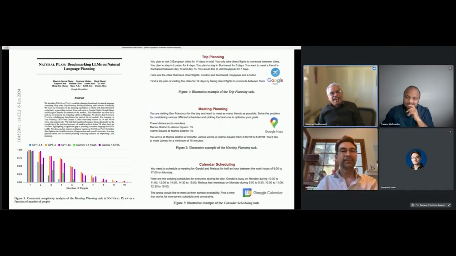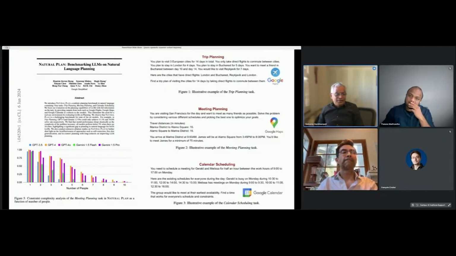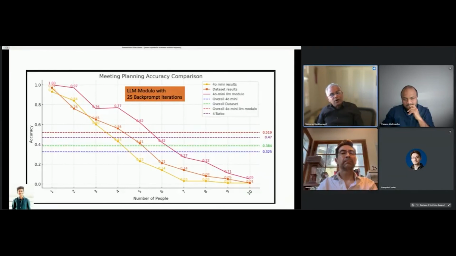Another thing is this Natural Plan benchmark that Google DeepMind just put out. I don't know why they call it planning. It's really scheduling: trip planning, meeting planning, and calendar scheduling. And the thing that makes it Google, I think, is they have Google Flights and Google Maps and Google Calendar. They too show that on the scheduling problems, LLMs die pretty badly as the size of the problem increases. We take these problems and again apply LLM-Modulo, and we can significantly improve the performance with a very small number of back prompt iterations. Just 25 back prompt iterations, you can improve the performance quite significantly.